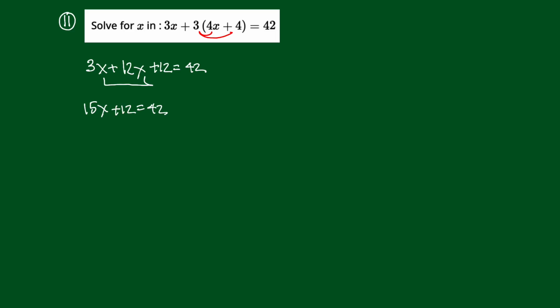So let's subtract 12. Now, I'm going to write what I'm doing here, but this is what's in my head, right? Subtract 12. Now, on the left side, 12 minus 12 is 0, so that's gone. So you just get the 15x equals, now what do you get over here? 42 minus 12. All right, that's a 30.